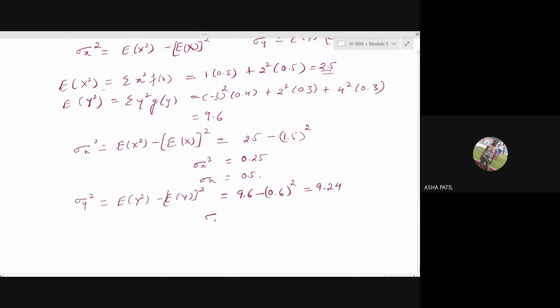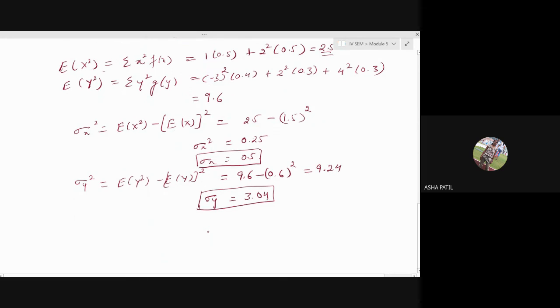Now with that, what is sigma y? Sigma x is calculated. Sigma y is 3.04. Hope whenever you are telling me the decimal values, you are rounding them off. Next one. What are you left with? Correlation.